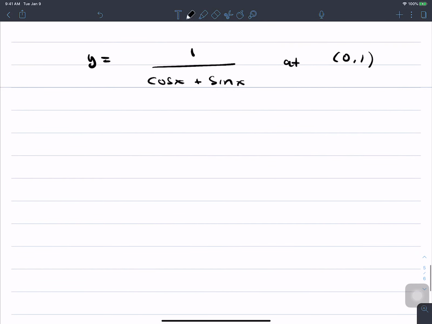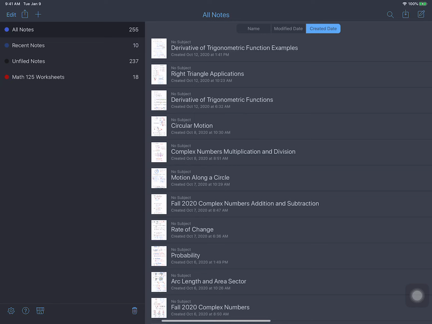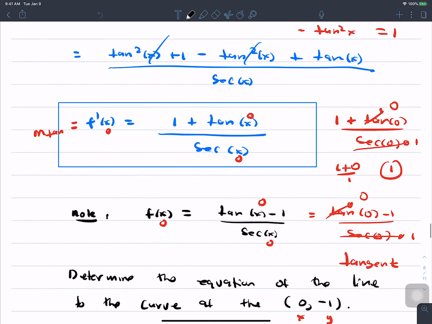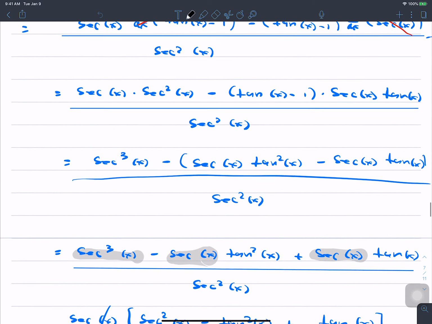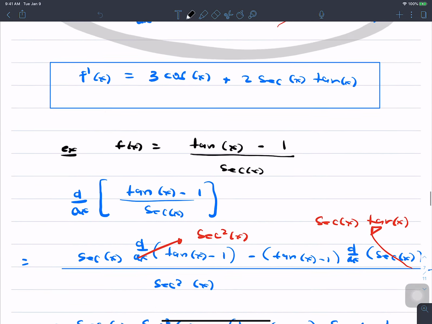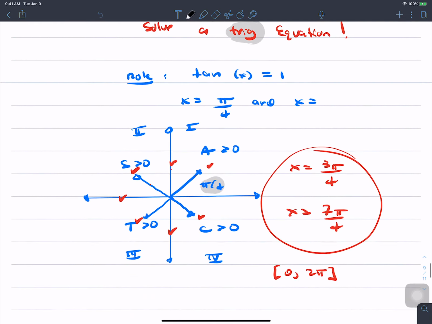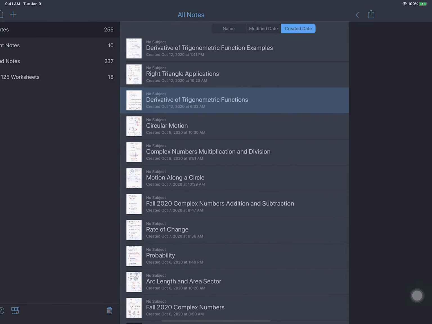And we do the same kind of thing here, but this time the function is 1 over cosine x plus sine x. And this will be at also 0, 1. So let's double check. Let's hope we didn't do that one this morning. No, I think I made up that function this morning. Which is fine. Okay.